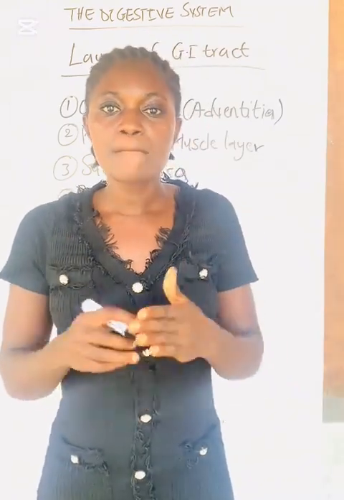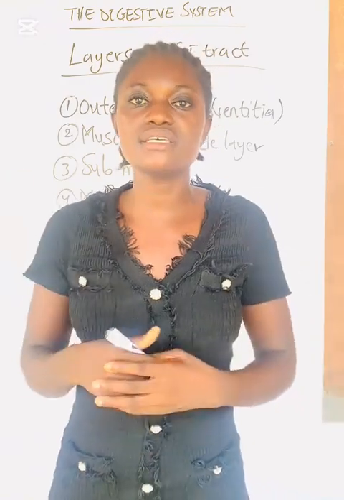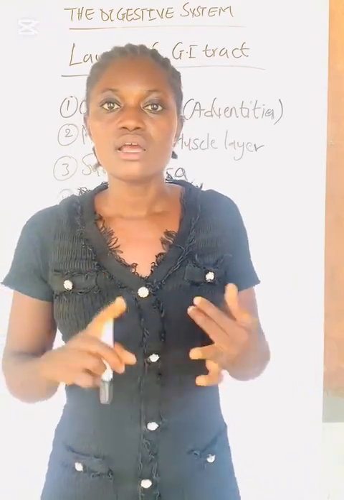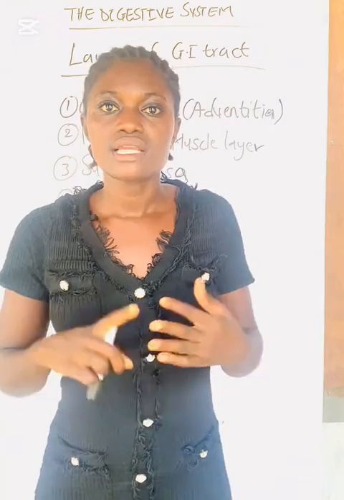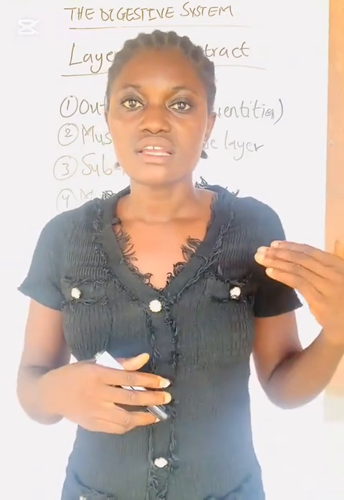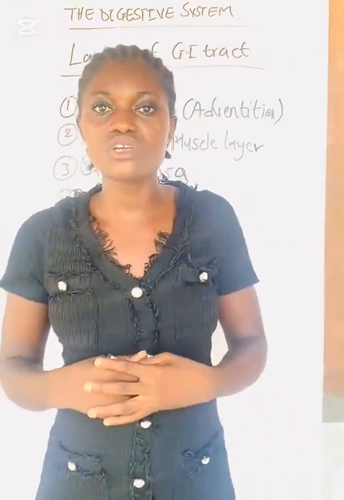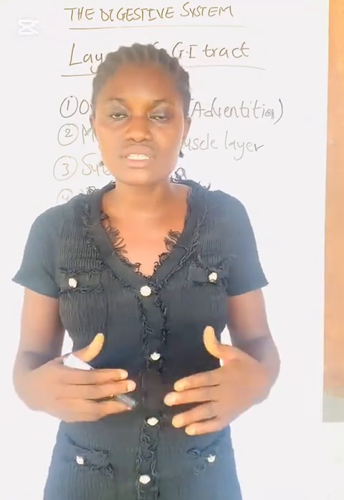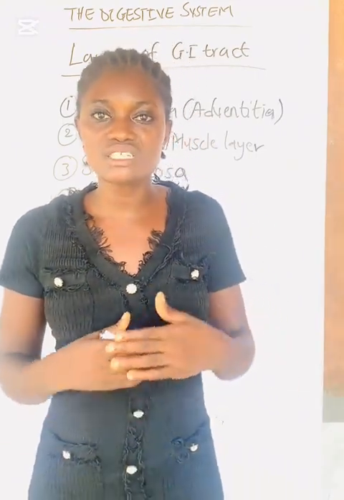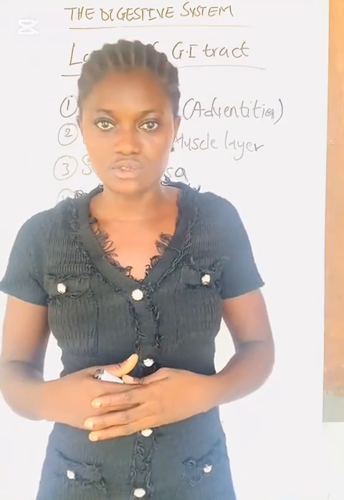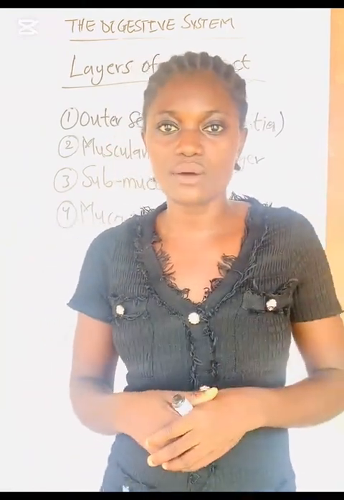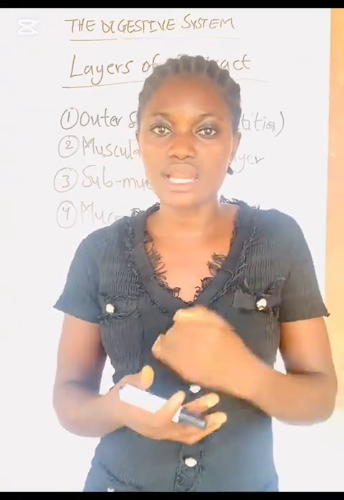It starts from the mouth and ends at the anus. So every part of the alimentary canal has these layers, which is the outer serosa or the adventitia, the muscularis or the muscle layer, the submucosa, and the mucosa itself. So the mucosa is a layer of the gastrointestinal tract that is in direct contact with food. Serosa or adventitia is the outer part of the alimentary canal.